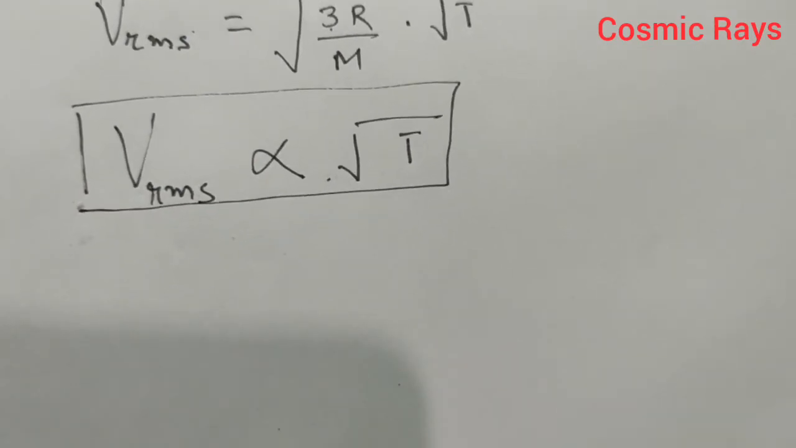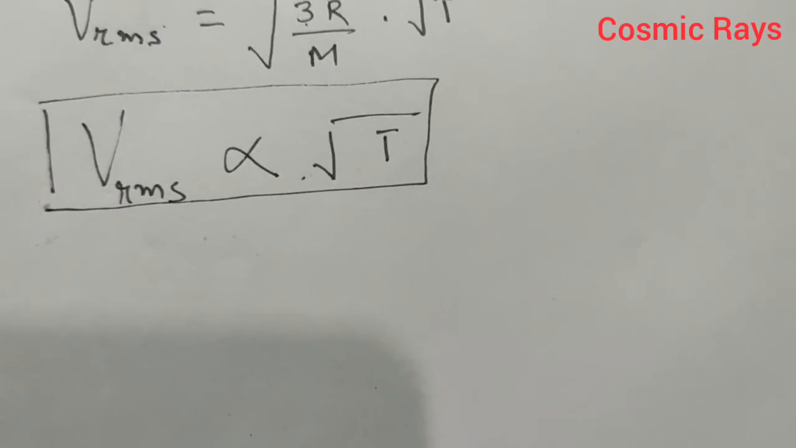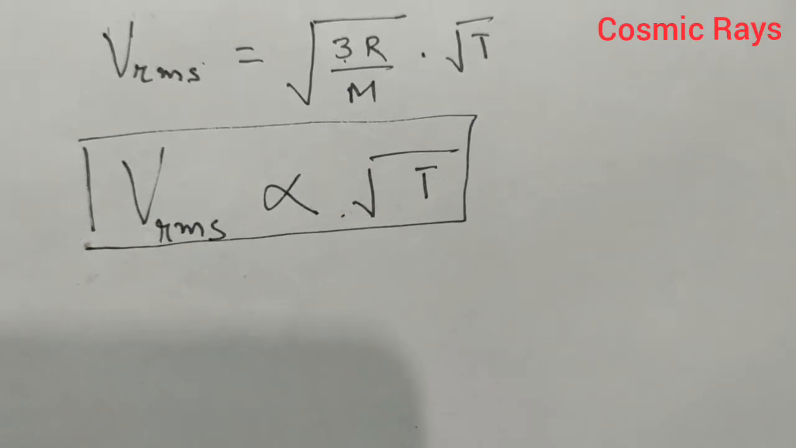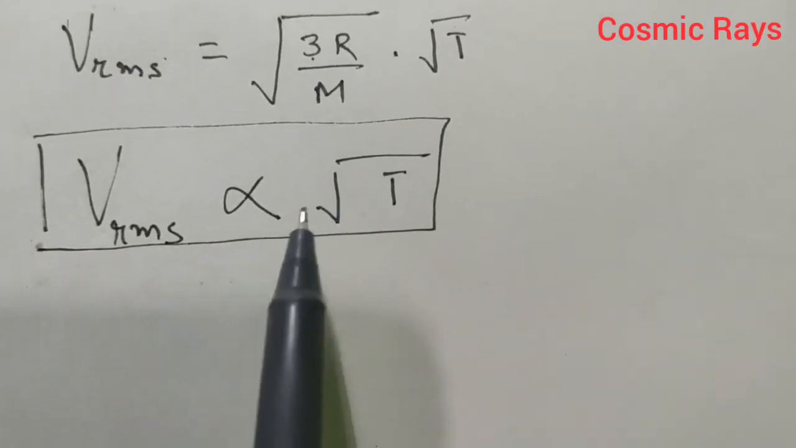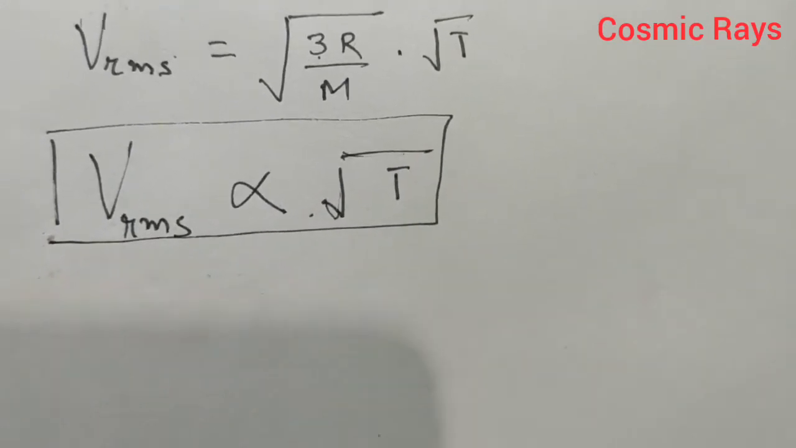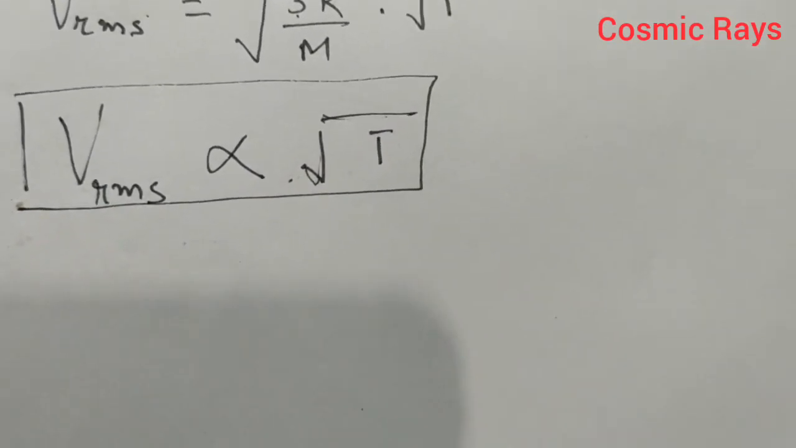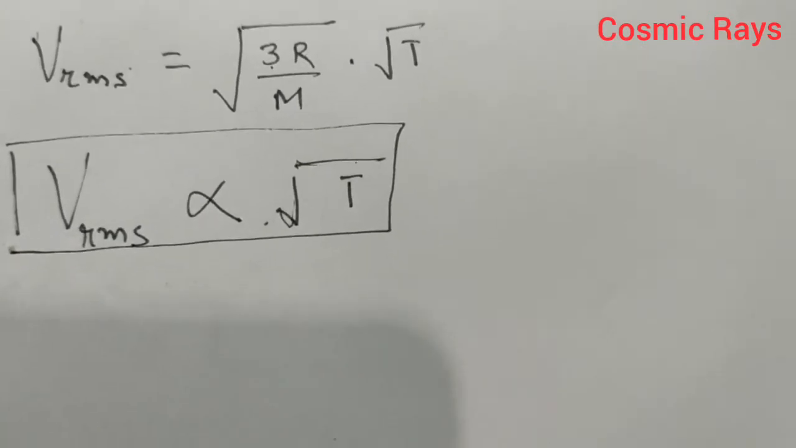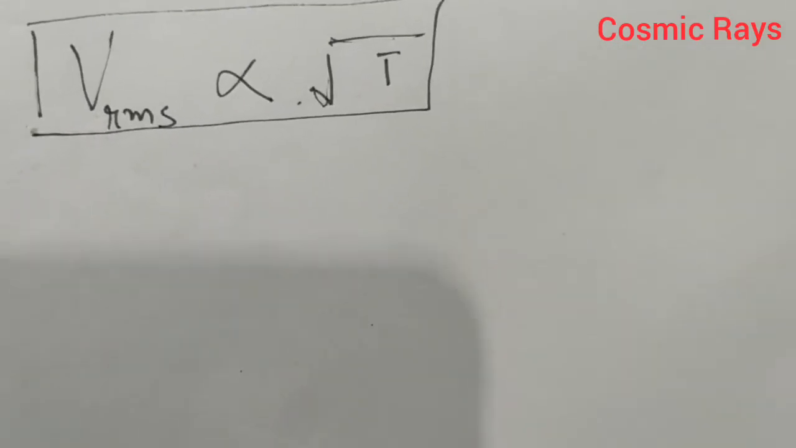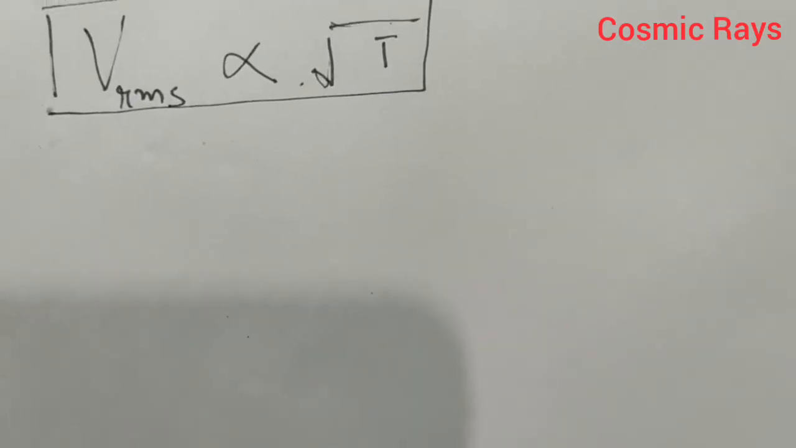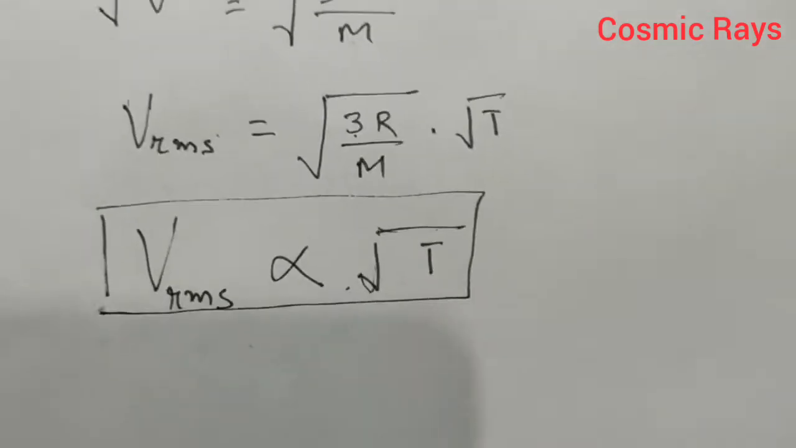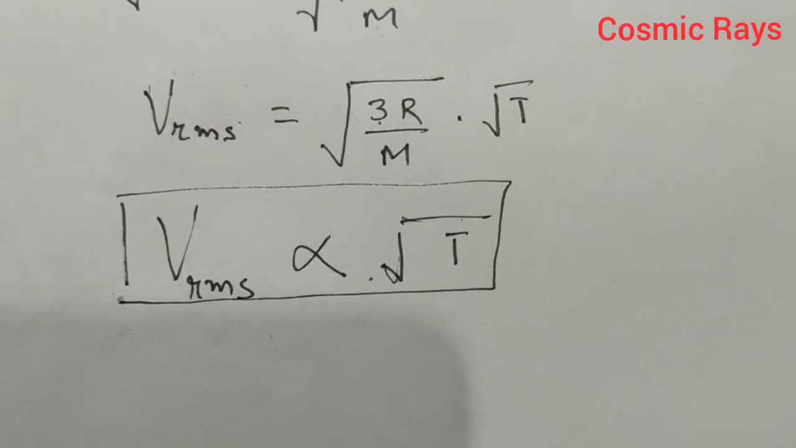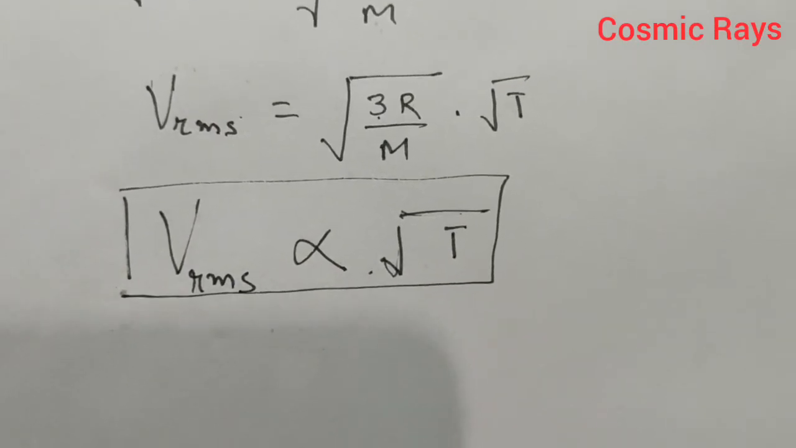This is how the temperature is related with root mean square speed of the gas. That is, the root mean square speed of the molecules of a gas is directly proportional to the square root of absolute temperature of the gas. So this means that the faster the motion of the molecules of the gas, the higher will be the temperature of the gas, and this is also known as the kinetic interpretation of temperature.